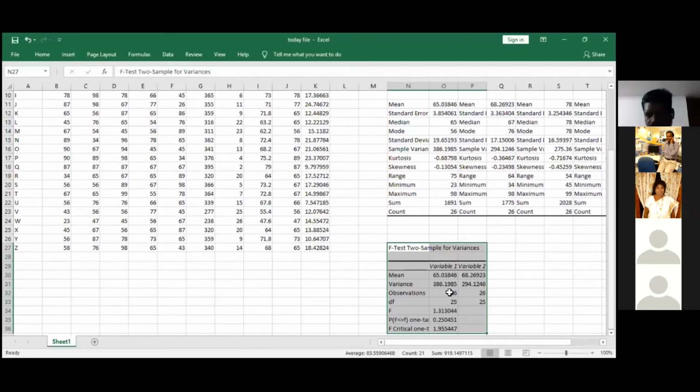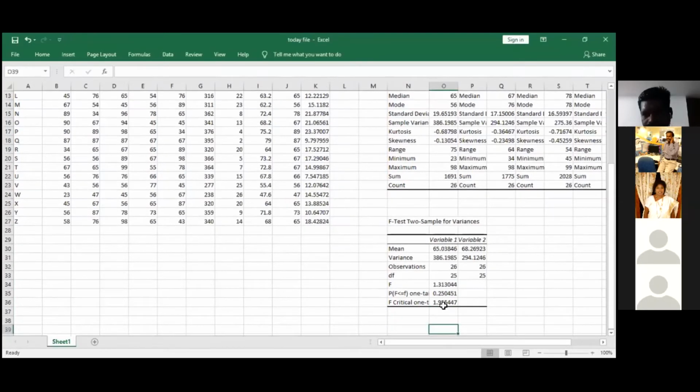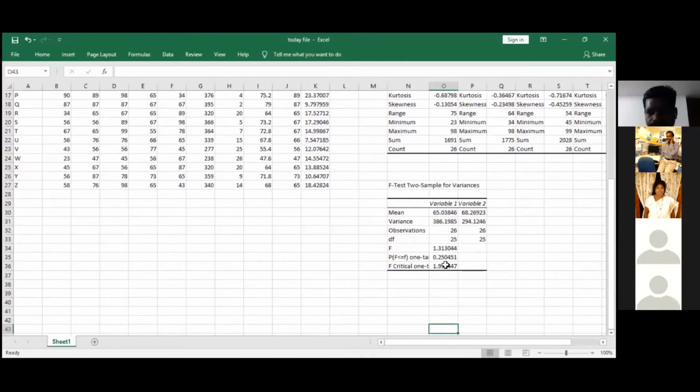Then mean, then variance, then observations, degrees of freedom. Degrees of freedom is n minus 1, so total 26 minus 1, 25 degrees of freedom. Then the p value, then the f value. So the p value we take is 0.25.